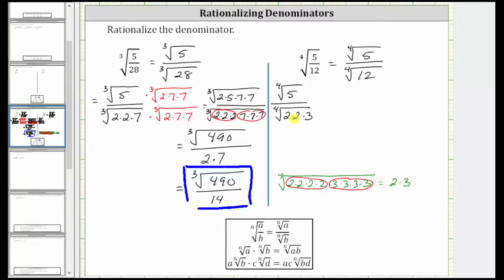Right now we only have 2 factors of 2 and 1 factor of 3, which means you need to multiply by the 4th root of 2 factors of 2 and 3 factors of 3. And we must multiply the numerator and denominator by the same 4th root. Again, we need to have 2 more factors of 2 and 3 more factors of 3, so that the radicand in the denominator is a perfect fourth root or only contains factors raised to the fourth power.